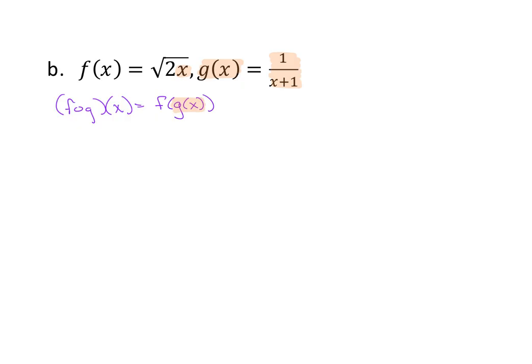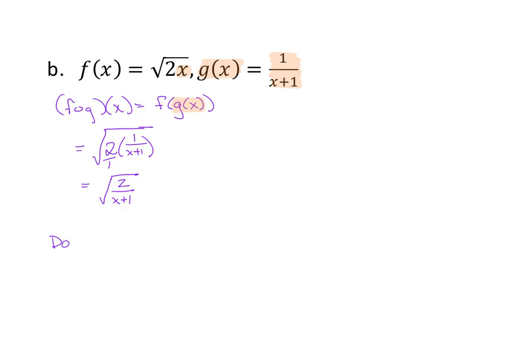And so if we go ahead and do this, what this is equal to is the square root of 2 times 1 over x plus 1. And if we go ahead and simplify this, we can multiply. We can rewrite this as 2 over 1. What this becomes is 2 over the square root of x plus 1. All right, though it didn't ask, we're going to go ahead and calculate the domain.